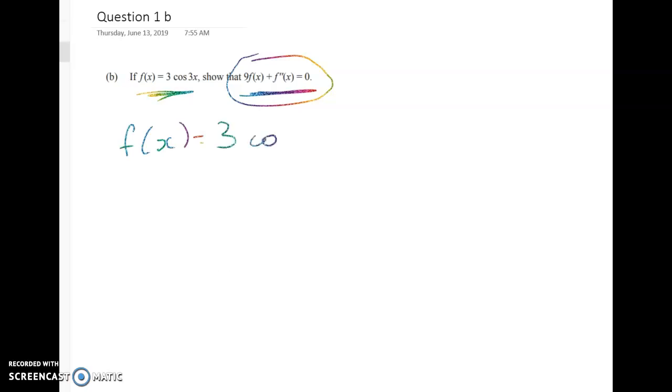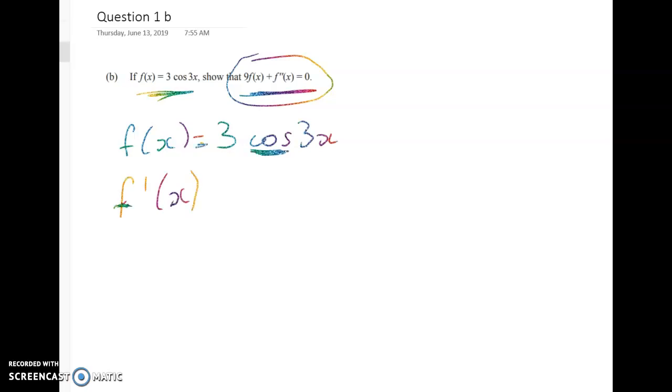Let's look at 1b. Right, if f of x is equal to this, show that this is true. So notice that we've got a second derivative in here. So we're going to start by first finding f dash of x and then f dash dash of x. So f of x is 3 times cos 3x. To differentiate that, I need to use the chain rule.